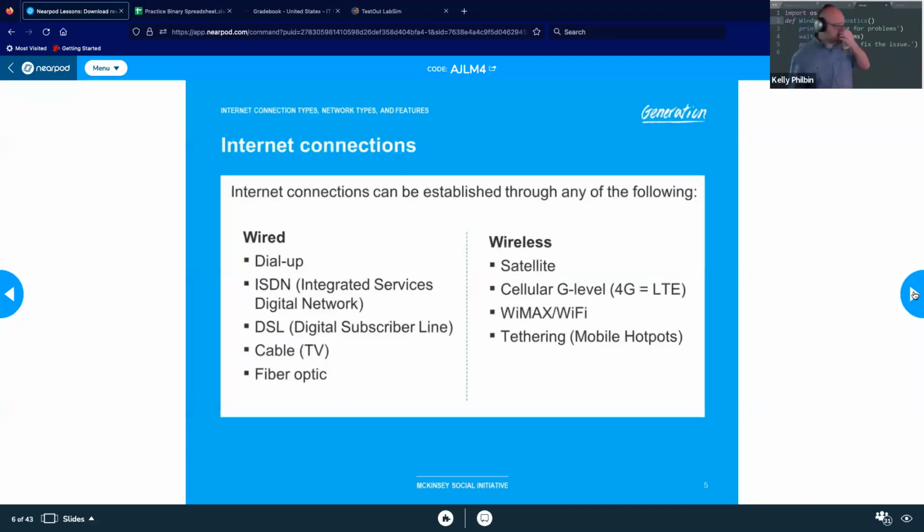So various connections that we'll kind of get into. We have our wired connections, which gets into our dial-up, ISDN, DSL, cable, and then the all popular fiber optic. And then wireless, we have satellite, cellular, which is now 5G, WiMAX or Wi-Fi, and then tethering, utilizing mobile hotspots, which we have briefly touched on before as well.